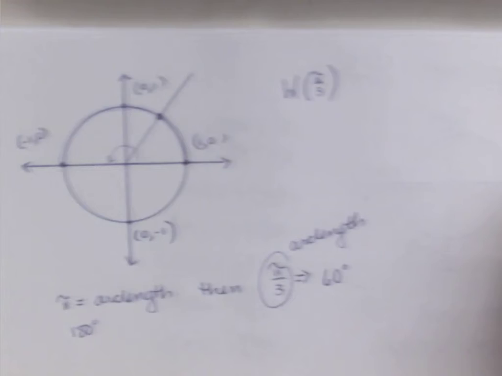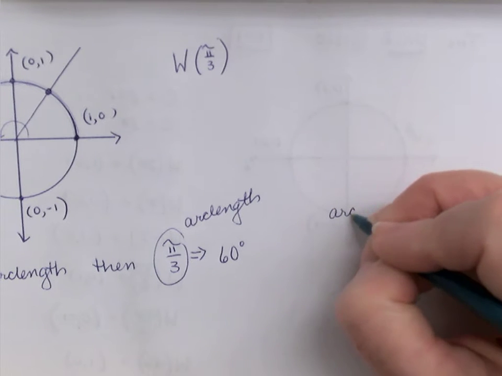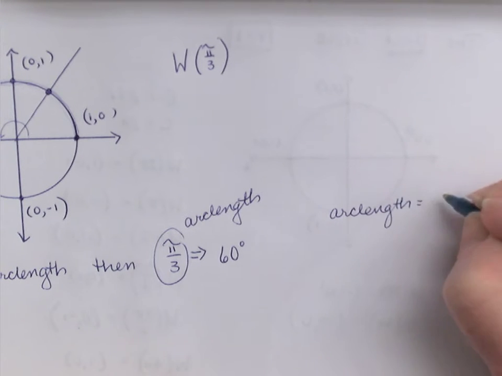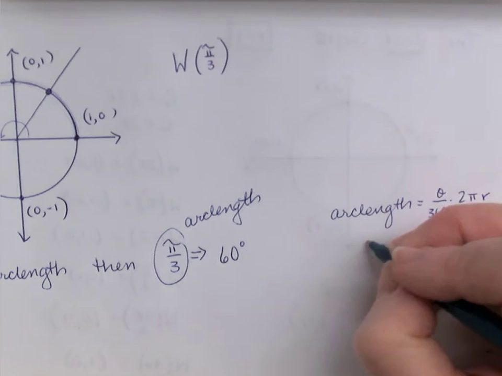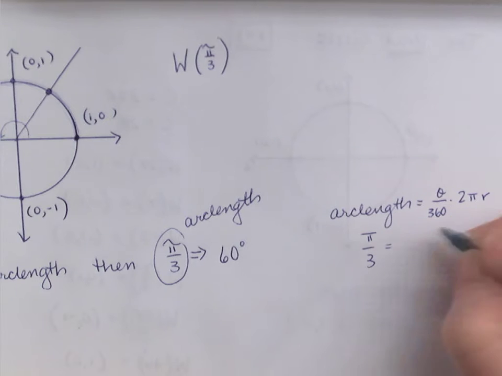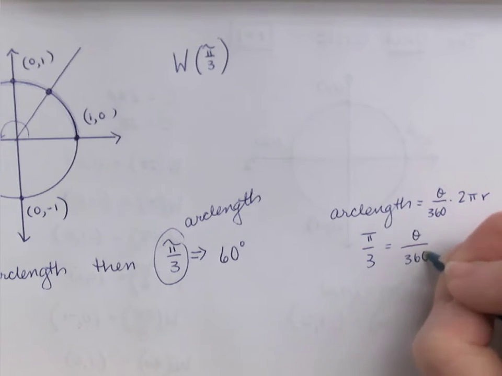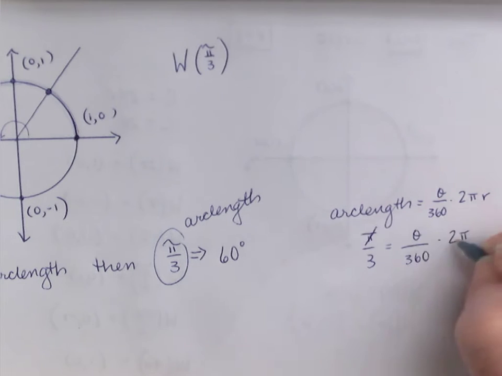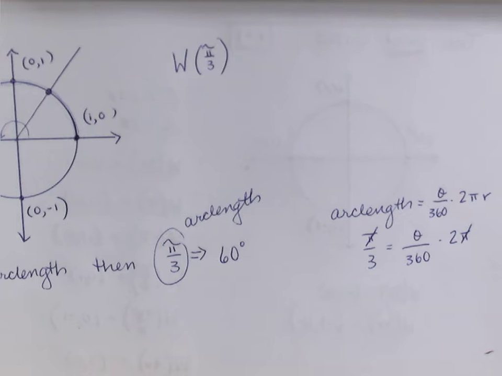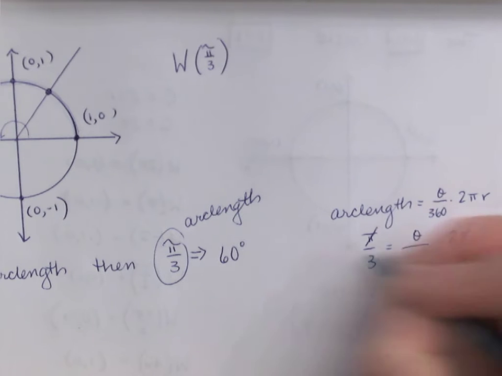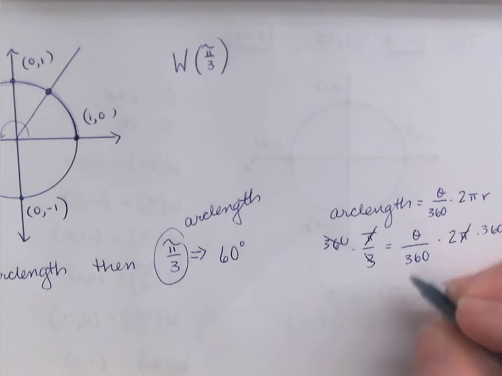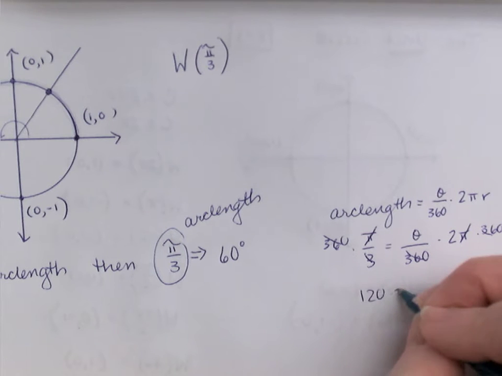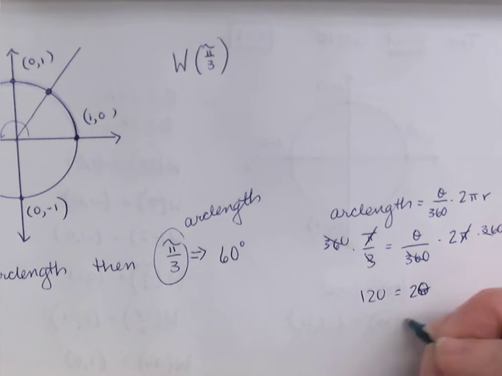And we could use the arc length formula for that, right? Arc length is always going to be theta over 360 times 2 pi r. So I could justify this. An arc length of pi over 3 means that we're going to have theta over 360 times 2 pi, and the radius is 1. And let's see, I can divide both sides by pi. I can multiply both sides by 360, which is going to give me 120 equals 2 theta. So then theta is 60 degrees.